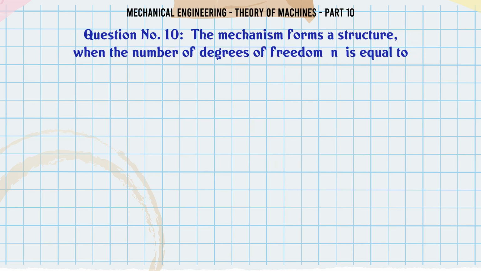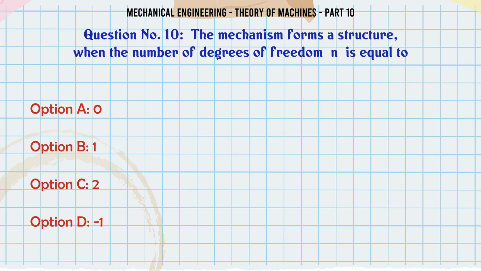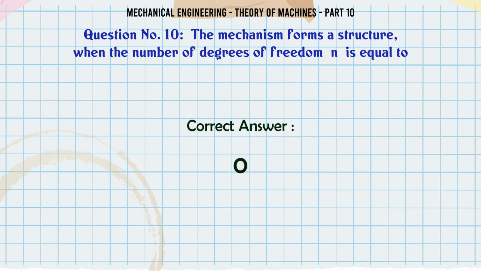The mechanism forms a structure when the number of degrees of freedom n is equal to A. 0, B. 1, C. 2, D. -1. The correct answer is 0.